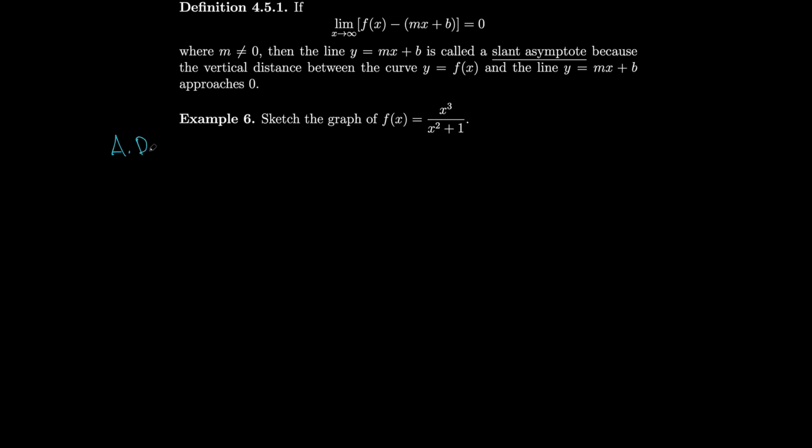Again, we look at our domain and see that it's all real numbers. You can plug in anything you want. There's no way for our denominator to be 0. So x and y intercepts are both 0. Notice if you plug in a negative, it doesn't change the bottom, but it makes the top negative. So that means that our function is actually odd, because f of minus x is equal to minus f of x.